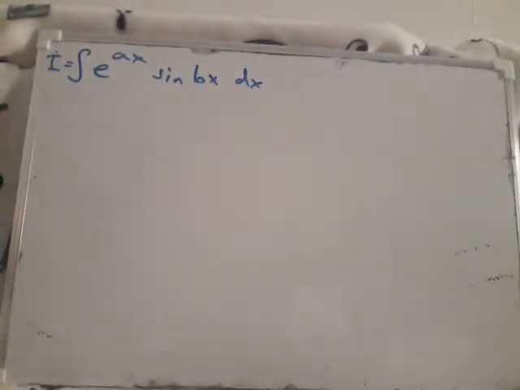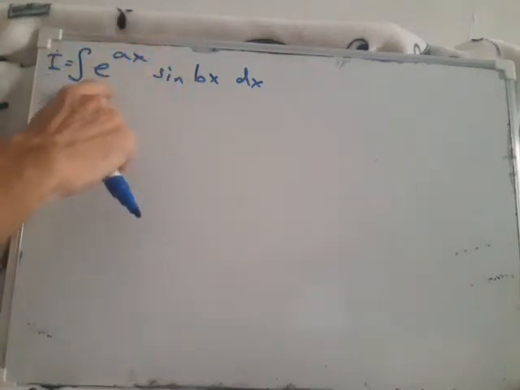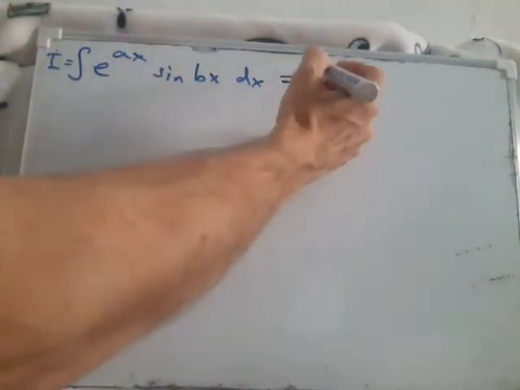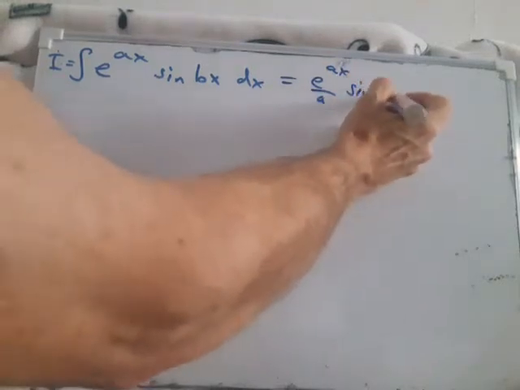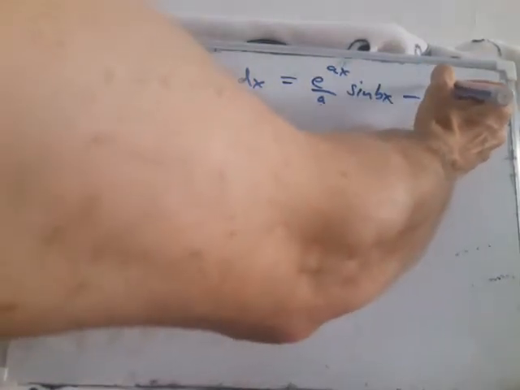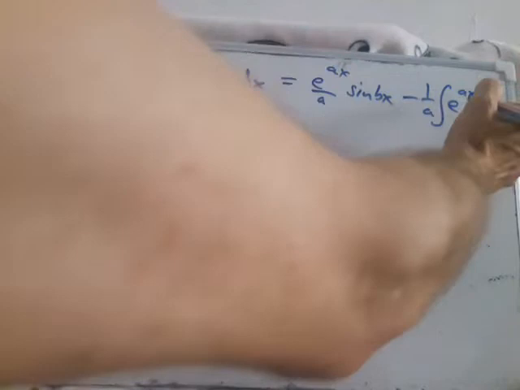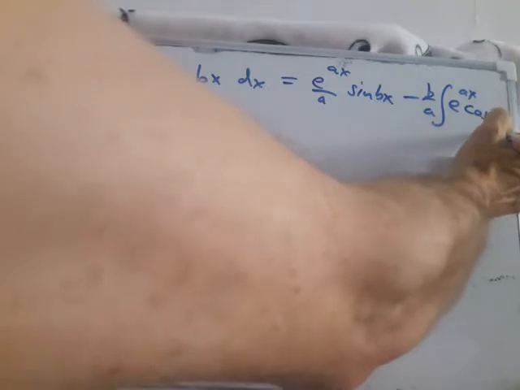So we're asked to compare two methods of integrating this expression. The usual method is integrating by parts. So if we decide to integrate the e to the ax and differentiate the sine, then that gives us e to the ax over a sine bx minus, e to the ax, and then I differentiate the sine bx, so that gives me a b out here, and I get cos bx dx.